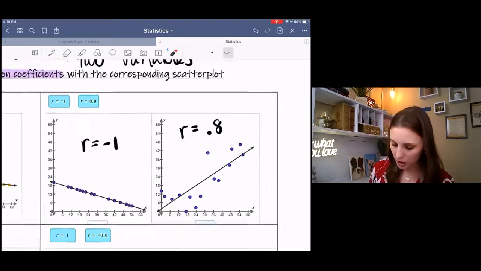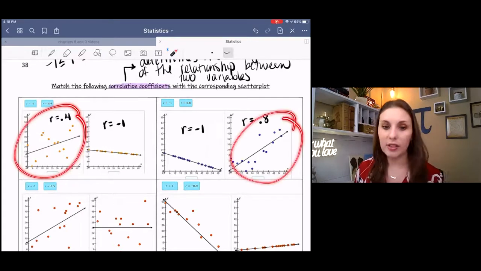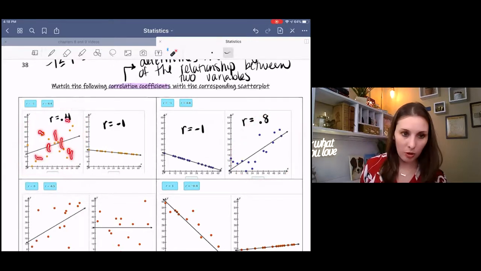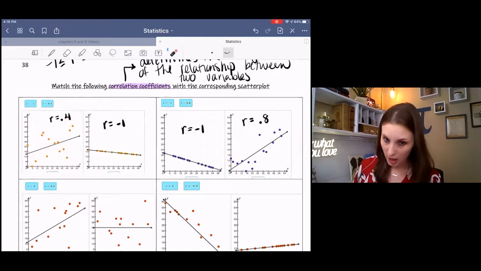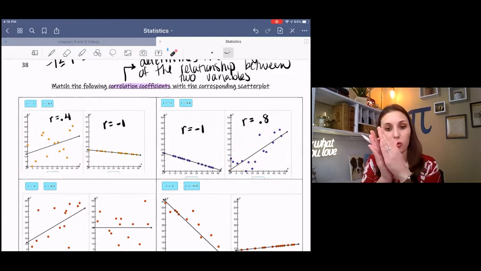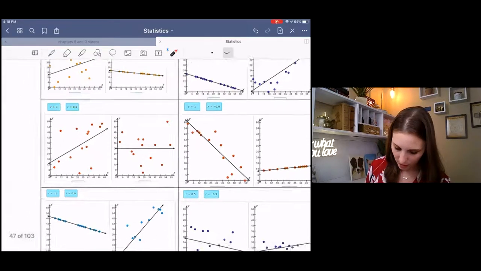So you can even see the difference between the 0.4 and the 0.8. 0.4 was really spread out, still positive, and 0.8 is still spread out, but closer. So if we were to circle this data, we have points that are getting closer and closer to that line, whereas over here it is pretty spread out. Okay, try this one.